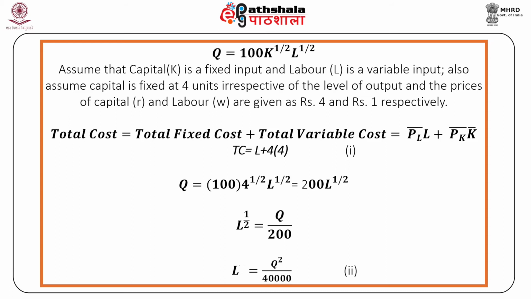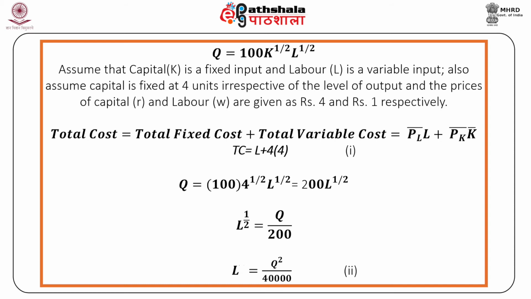Total cost is equal to TFC plus TVC, which is equal to PL × L plus PK × K, which is equal to PL bar × L plus PK bar × K bar. Thus, TC = L + 4 × 4. This is equation 1. Q = 100 × 4^(1/2) × L^(1/2), which is equal to 200 × L^(1/2).